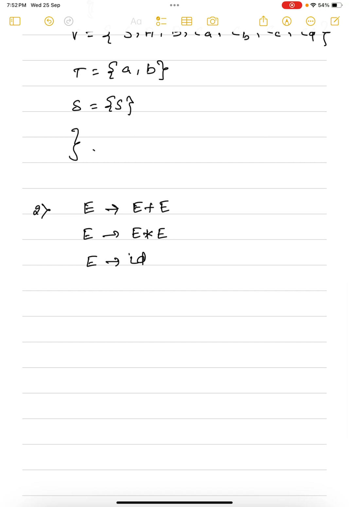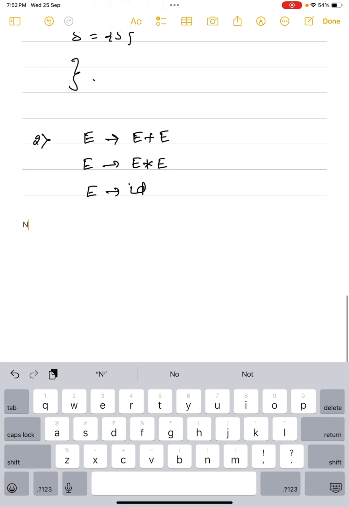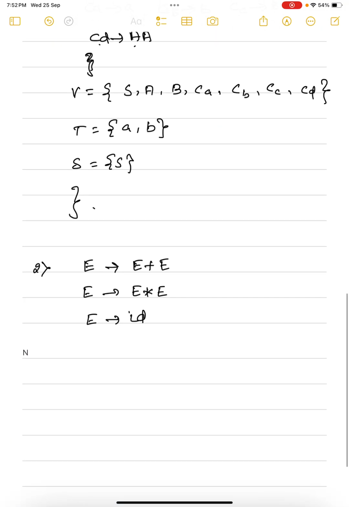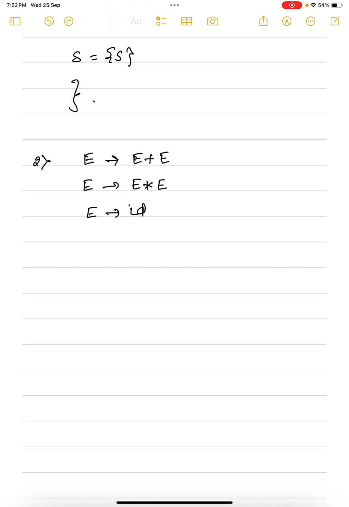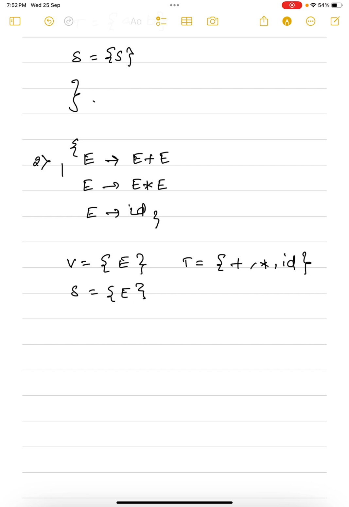Now, this is not in Chomsky normal form. It is not having any useless symbol, any unit production or null production. So directly we try and convert that into Chomsky normal form. So here in this particular example, what is the set of non-terminals we have? Only E. Set of terminals is plus, star and ID. Okay. Start symbol is E. And this is the set of productions that is given for us.